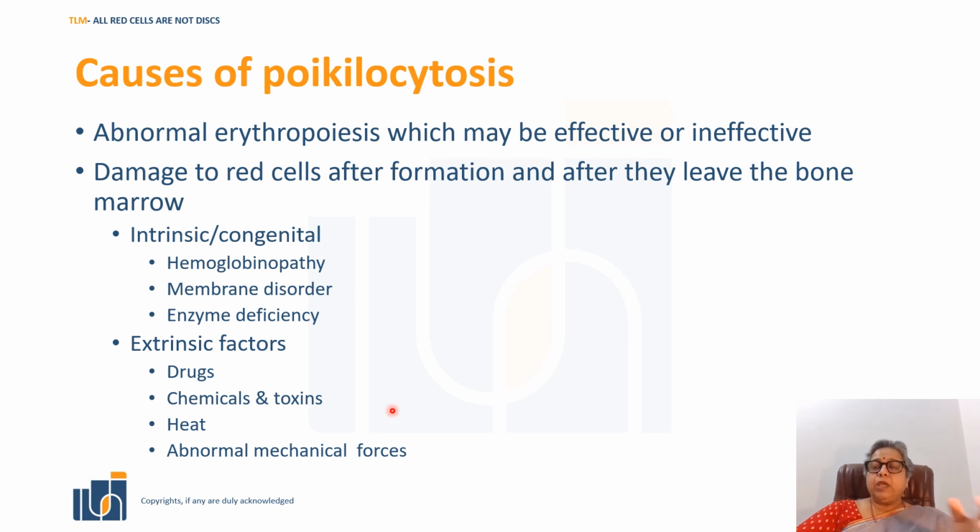So, when you look at poikilocytes, you have to first recognize that there is a poikilocyte. You have to recognize that a significant amount of poikilocytes are there, that it constitutes a significant proportion of the red cells. And then we find out what is the etiology or the etiopathogenesis of these cells.